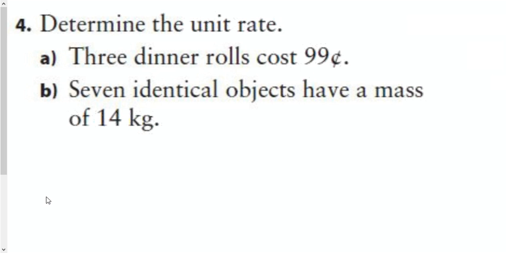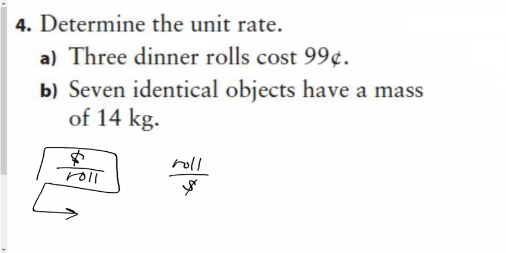So our first one says 3 dinner rolls cost 99 cents. Determine the unit rate. If we put down what our units could be, it could be cost per roll, or it could be rolls per dollar. Both of those rates we could make into a unit rate, meaning we could get how many rolls you can get for $1, or how much it would cost for one roll. Given that both are unit rates, the most appropriate one would be cost per roll, and therefore the cost is 99 cents, which we're going to write as 99 hundredths of a dollar, or 0.99 dollars, for 3 rolls.